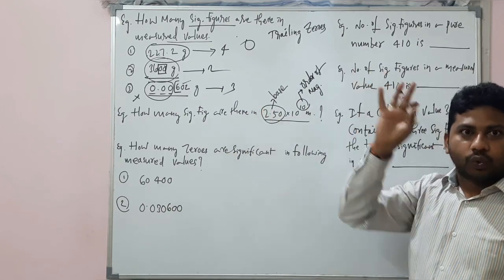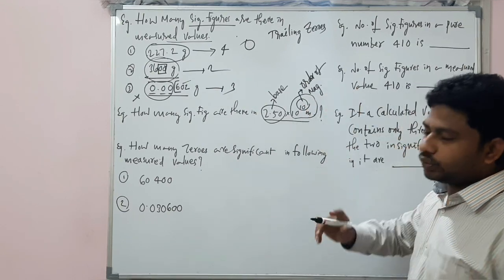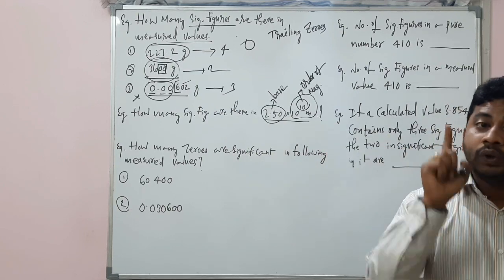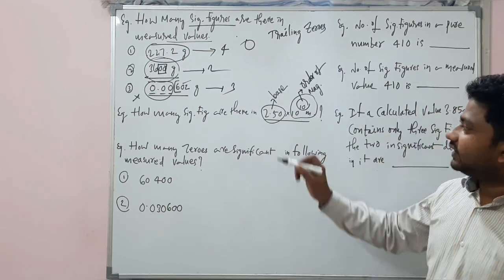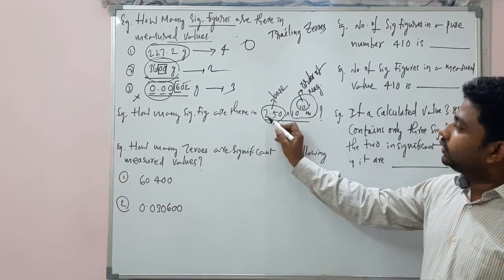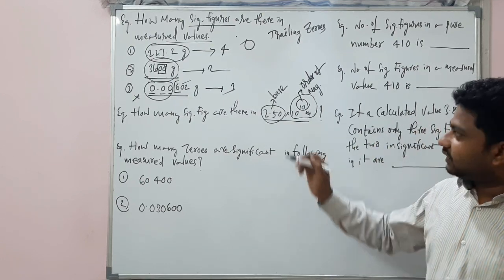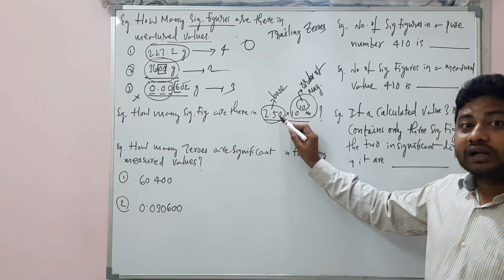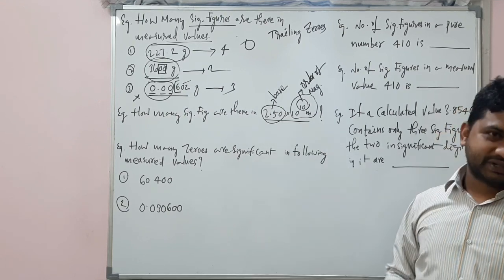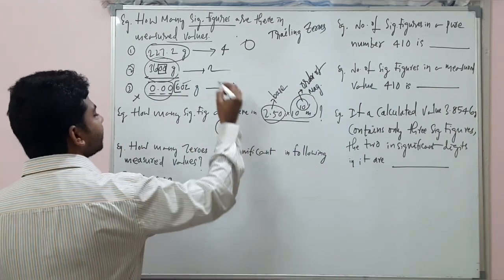In this case, if you want to find the significant figures, you need to eliminate this part. There's no point in finding significant figures there according to the rules. You only need to find the significant figures in the base. In the base, how many significant figures are there? 1, 2, 3. You know this already. Clear? Trailing zeros can be counted as significant figures when there is a decimal point in the measurement. Okay, so the total number of significant figures in this question is 3.